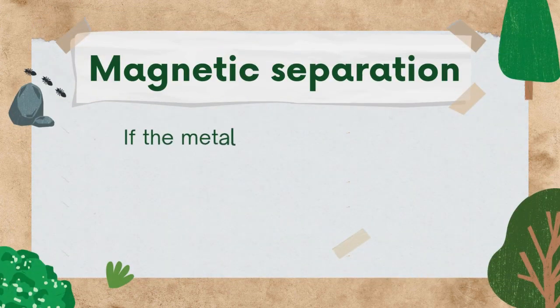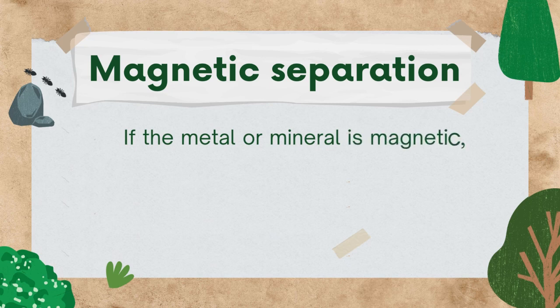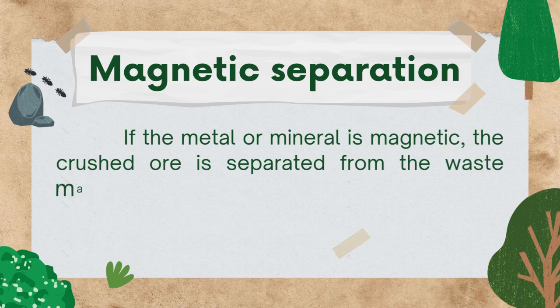Magnetic separation. If the metal or mineral is magnetic, the crushed ore is separated from the waste materials using a powerful magnet.